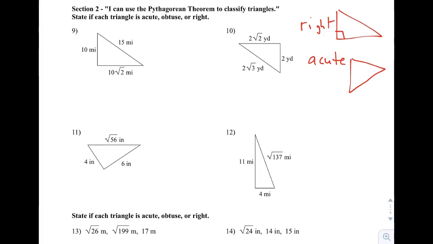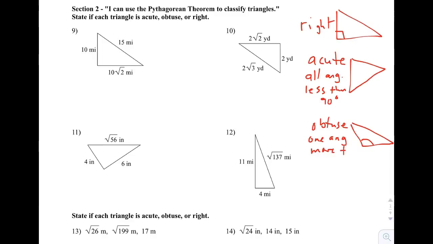So all angles are less than 90. And then obtuse would look more like this, where one angle is more than 90, greater than 90. One angle is more than 90 degrees.